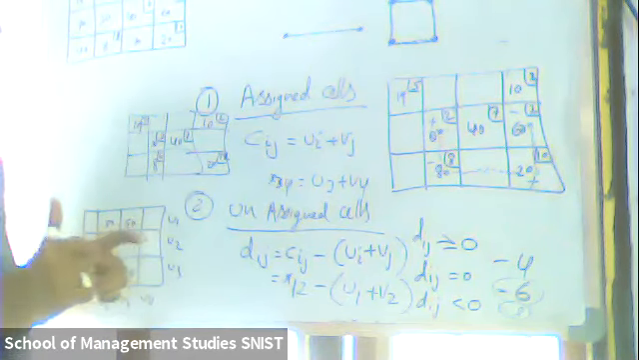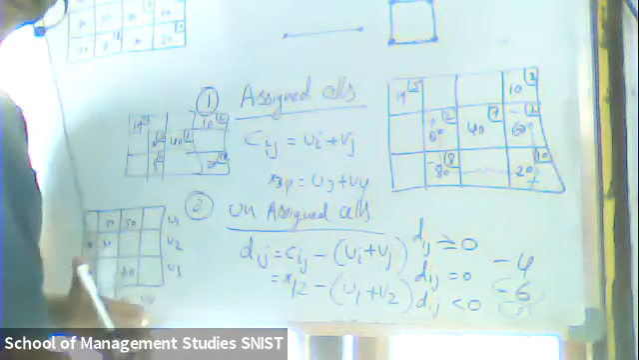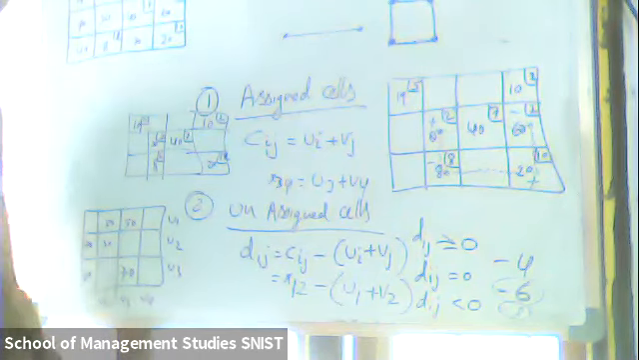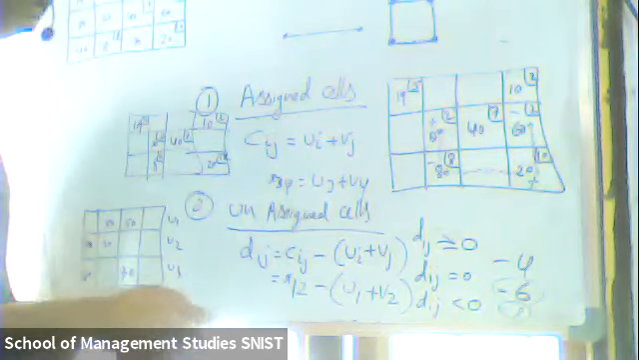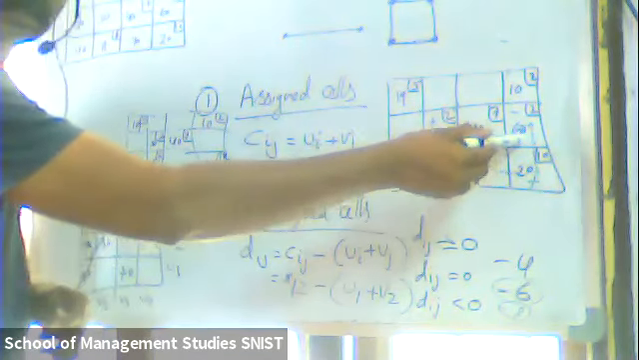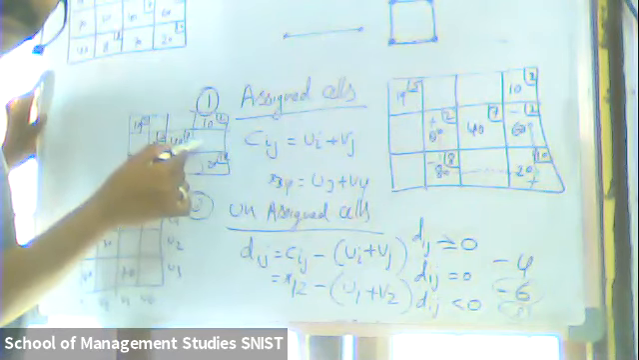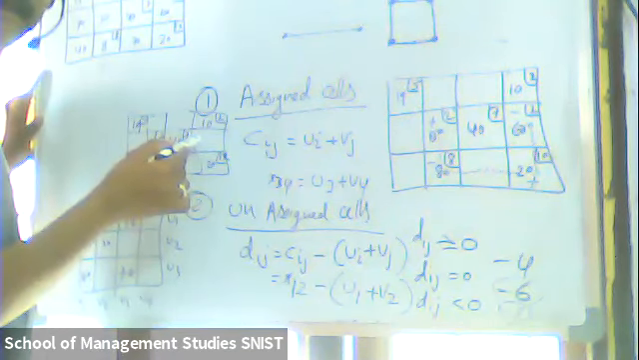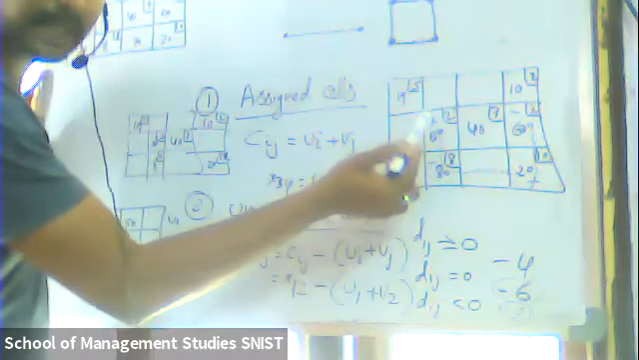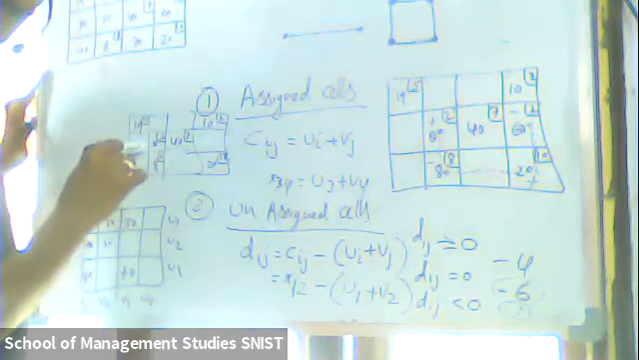Now what did we do here by doing this? If you observe, previously this was an assigned cell. Now what about here in the new table? Is it an assigned cell? No. Now previously this theta was not an assigned cell. Now what about now? Assigned. That's it.